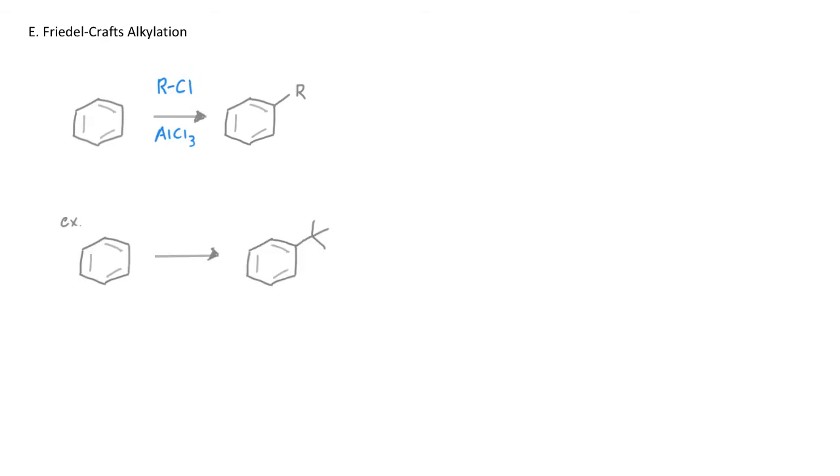So, for example, suppose we wanted to convert benzene into tert-butylbenzene. We would need to alkylate the benzene ring with a tert-butyl group. To accomplish this reaction, we would need to use an alkyl chloride, specifically tert-butyl chloride, in the presence of aluminum trichloride. Let's take a look at the mechanism for how this specific example actually works.